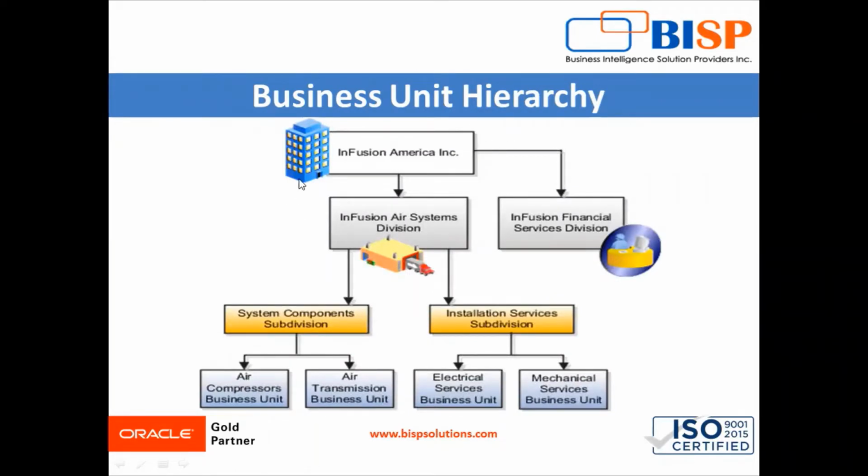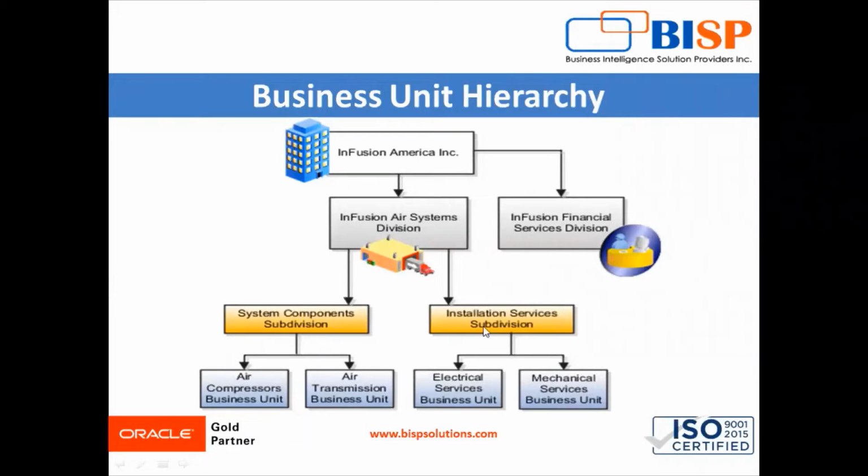Business unit hierarchy. For example, we have Infusion Inc. America company, which provides air quality monitoring systems through its division Infusion Air Systems, and customer financing through its division Infusion Financial Services. The Infusion Air Systems division is further segmented into a system component subdivision and an installation service subdivision. The system component subdivision has two business units, air compressor business unit and air transmission business unit. The installation service subdivision has an electrical service business unit and a mechanical service business unit. A hierarchy created using a second or third balancing segment can provide the divisional result.